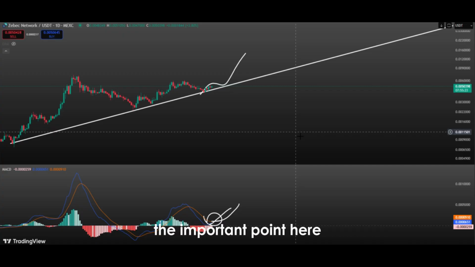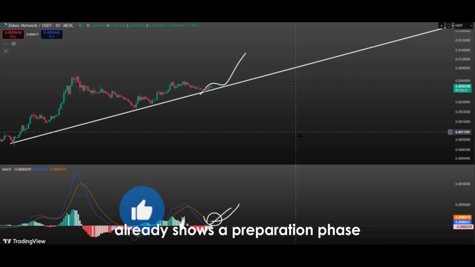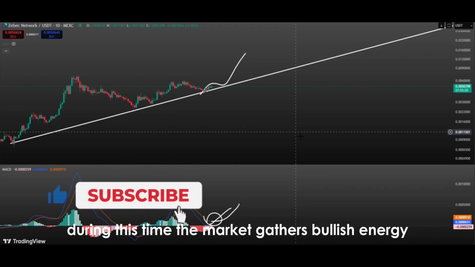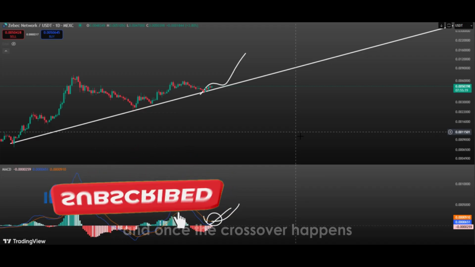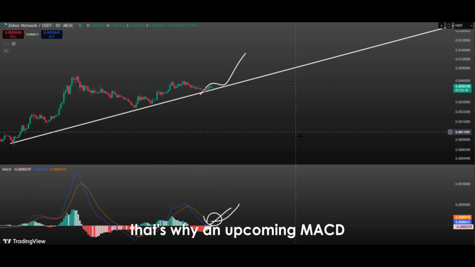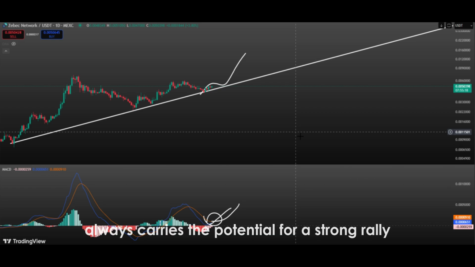The important point here is that the approaching crossover itself already shows a preparation phase. During this time, the market gathers bullish energy, like a bow being drawn back, and once the crossover happens, this energy is quickly released. That's why an upcoming MACD crossover always carries the potential for a strong rally.